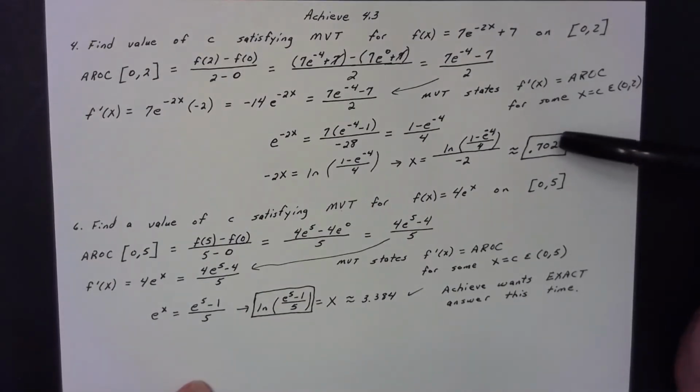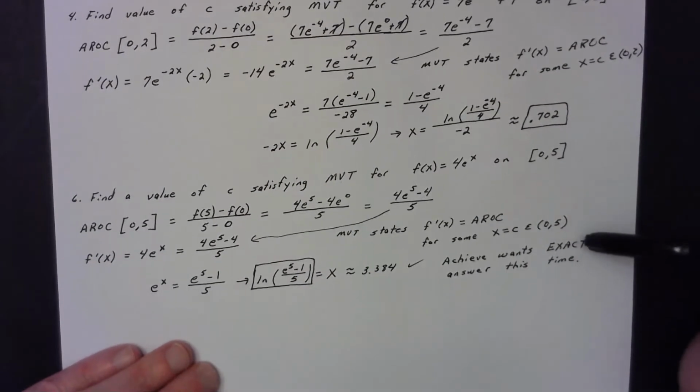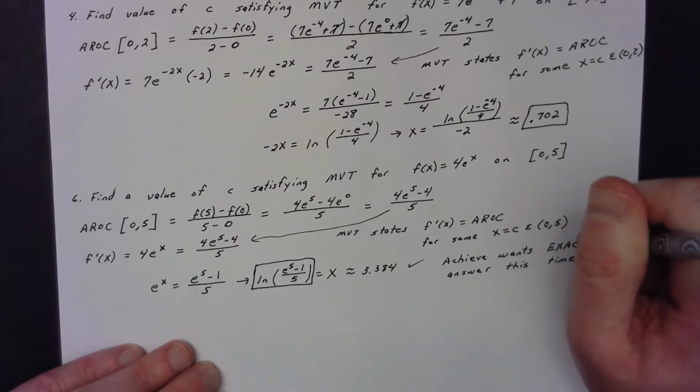Now number 6 is similar, except in number 6 Achieve is going to want an exact answer as opposed to a decimal approximation.